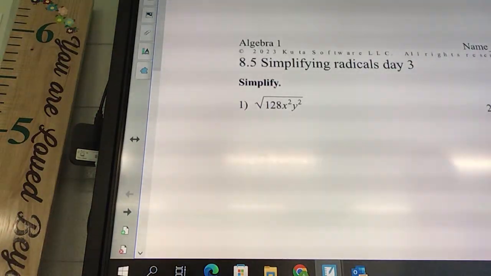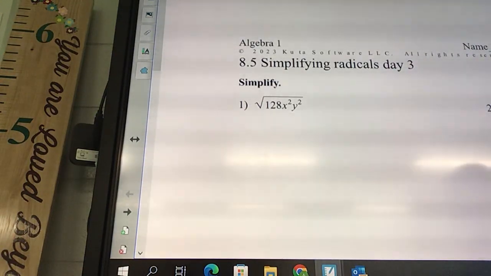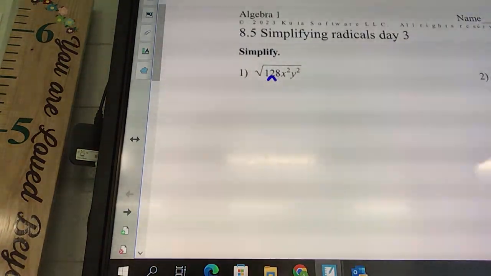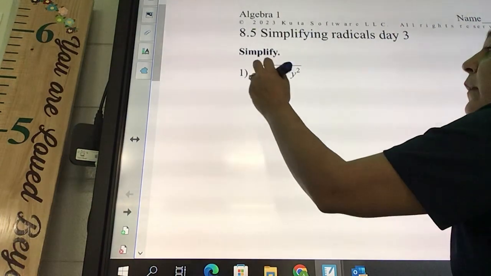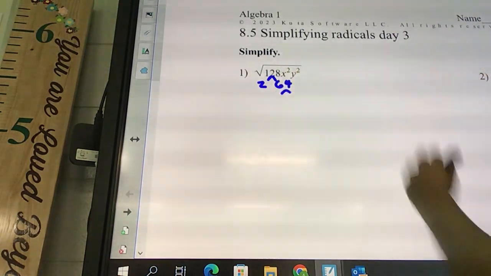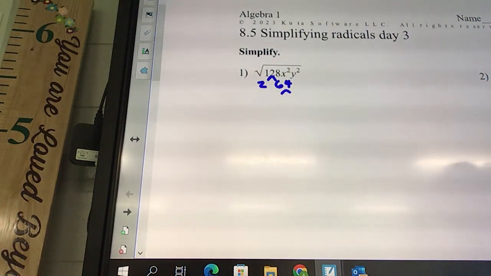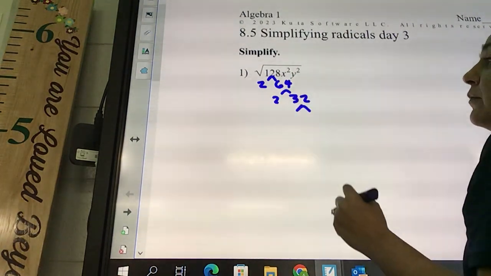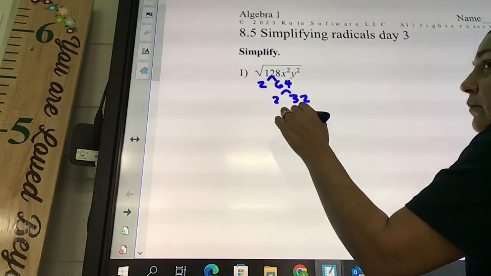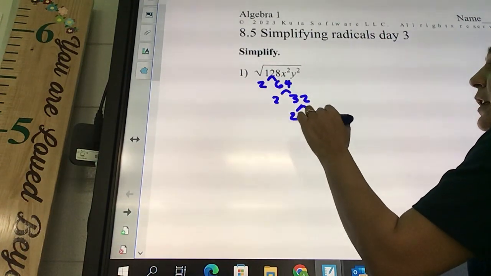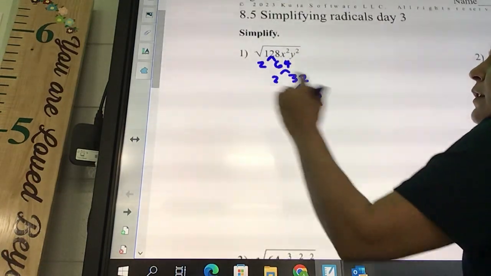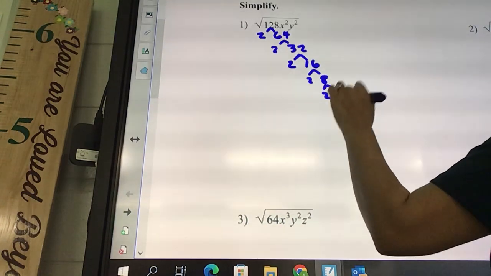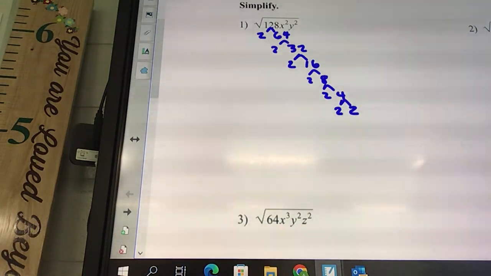Okay, so if we look at number 1, what are some factors of 128? 2 and 64? 64. 2 and 32? 32. 2 and 16? 16. 2 and 8? 8. 2 and 4, and then 4, 2 and 2.